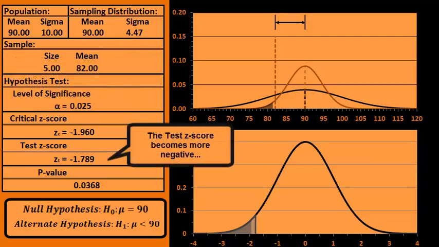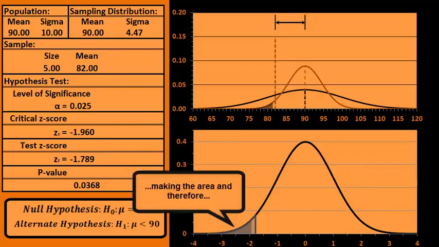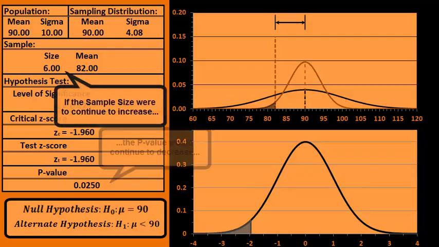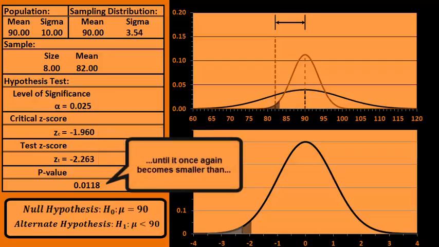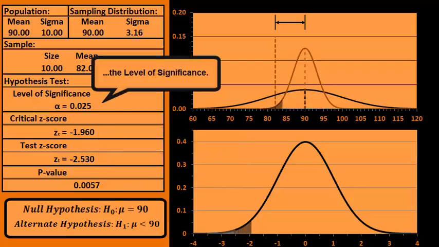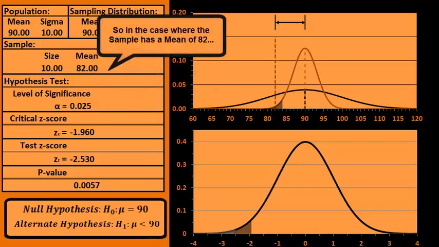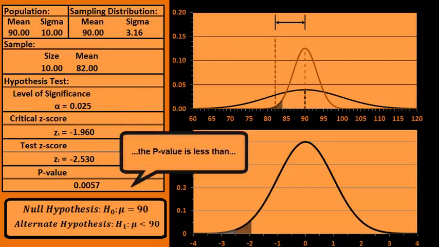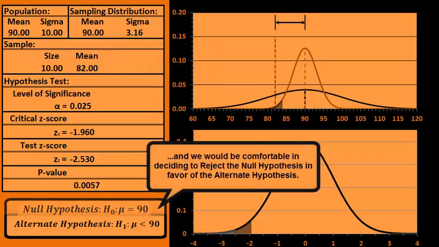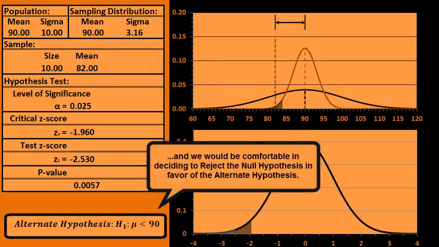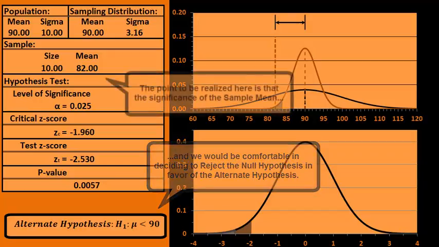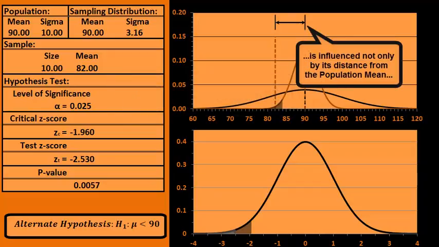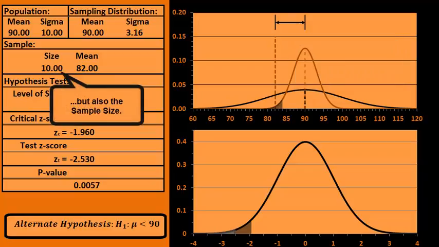The test z-score becomes more negative and moves to the left, making the area and therefore the p-value smaller. If the sample size were to continue to increase, the p-value would continue to decrease until it once again becomes smaller than the level of significance. So in the case where the sample has a mean of 82, from a sample size of 10, the p-value is less than the level of significance, and we would be comfortable in deciding to reject the null hypothesis in favor of the alternate hypothesis. The point to be realized here is that the significance of the sample mean is influenced not only by its distance from the population mean, but also the sample size.